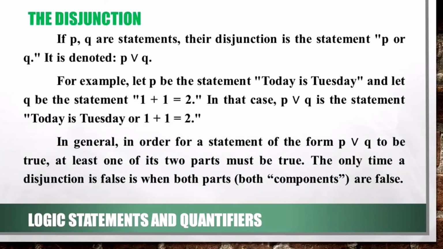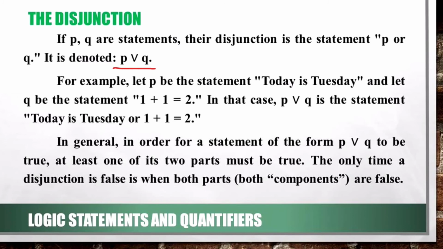Next, we have this, what we call disjunction. If P, Q are statements, their disjunction is the statement P or Q. It is denoted as P down arrowhead Q, or the P or Q. Okay? So, yan yung kanyang pag-read.